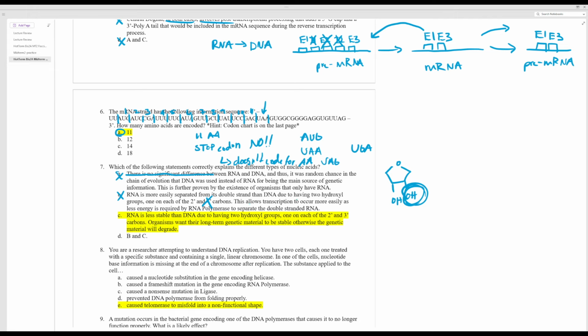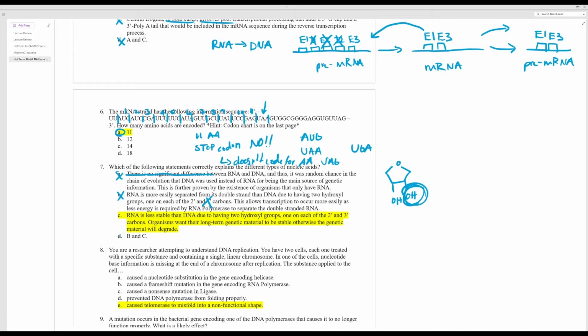The rest of it says this allows transcription to occur more easily as less energy is required by RNA polymerase to separate the double-stranded RNA. The original version of this question, I made it a little bit easier. I did have the 3' carbon, and the part that made it wrong was this last sentence. Does transcription require double-stranded RNA? No. RNA polymerase does not need to separate double-stranded RNA for transcription.